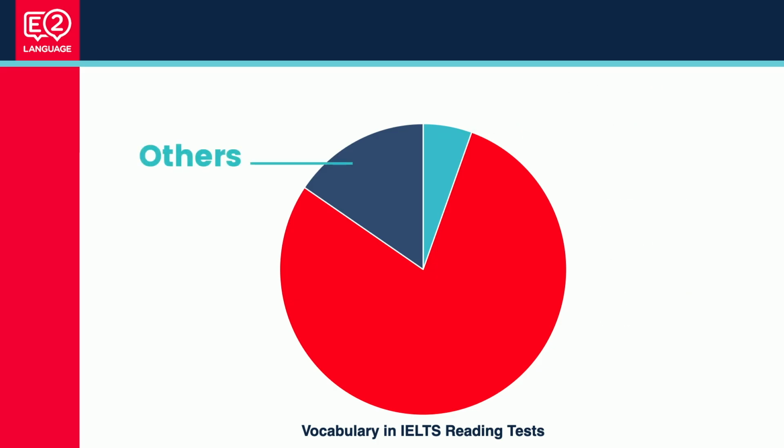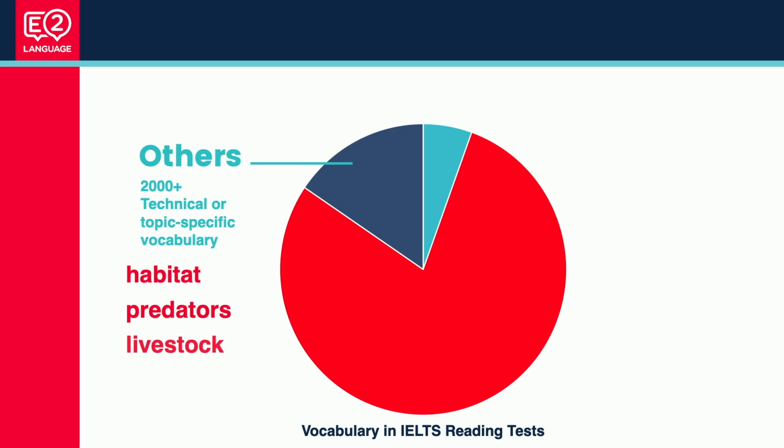So what about the others? Well, these were words that were higher than the first 2,000 words in English, but realistically, are you going to print out and learn 4,000, 5,000, up to 10,000 or 15,000 words? Not really. So let's consider these words just less common words or technical and topic-specific vocabulary. In an analysis of a few IELTS reading texts about animals, these are the kinds of words that we see: habitat, predators, livestock, foraging, captive.